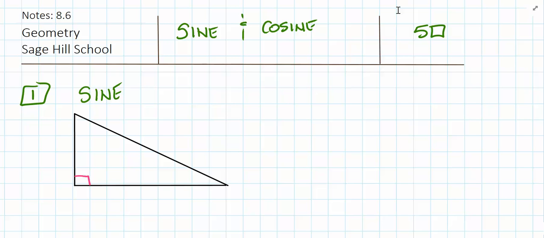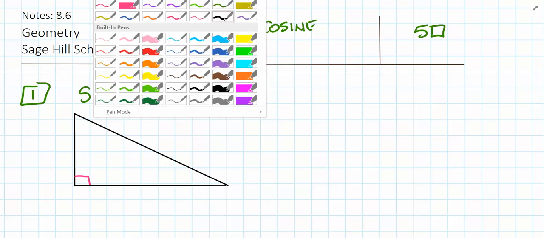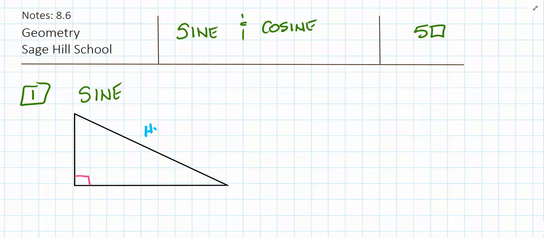Okay, we just finished tangent. We're going to do the other two major trig functions that we have. They are sine and cosine. So let's first talk about sine, right? Again, we're going to start off with a right triangle. We're always going to label the hypotenuse. Easy enough. It's always crossing the right angle.